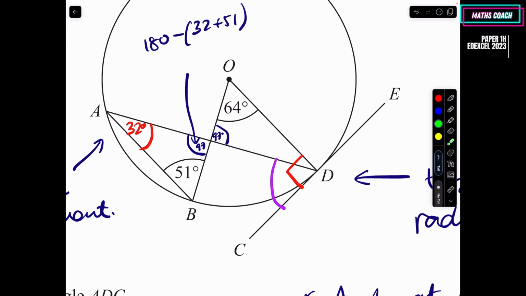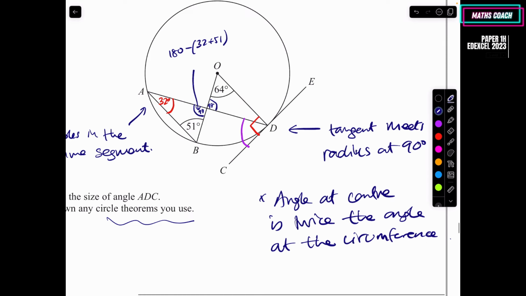Okay, so now we can find this angle here because this is another triangle. All right, so you might start this differently to me. With circle theorem questions, there's more than one way of doing it, so totally fine. So what is that? Let's go and work on that.